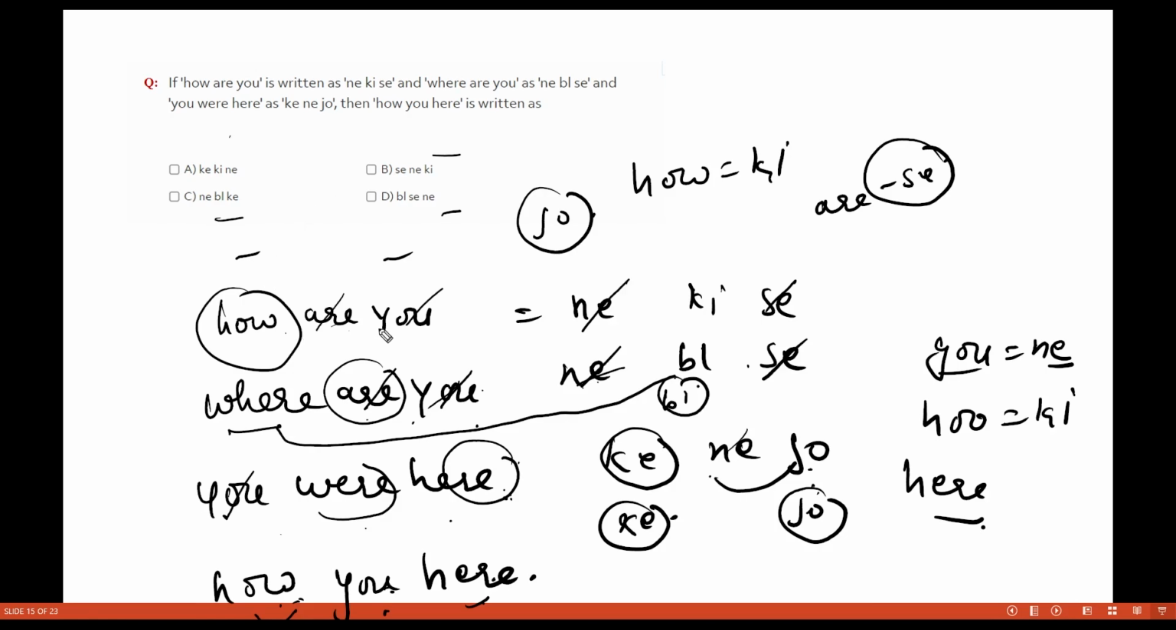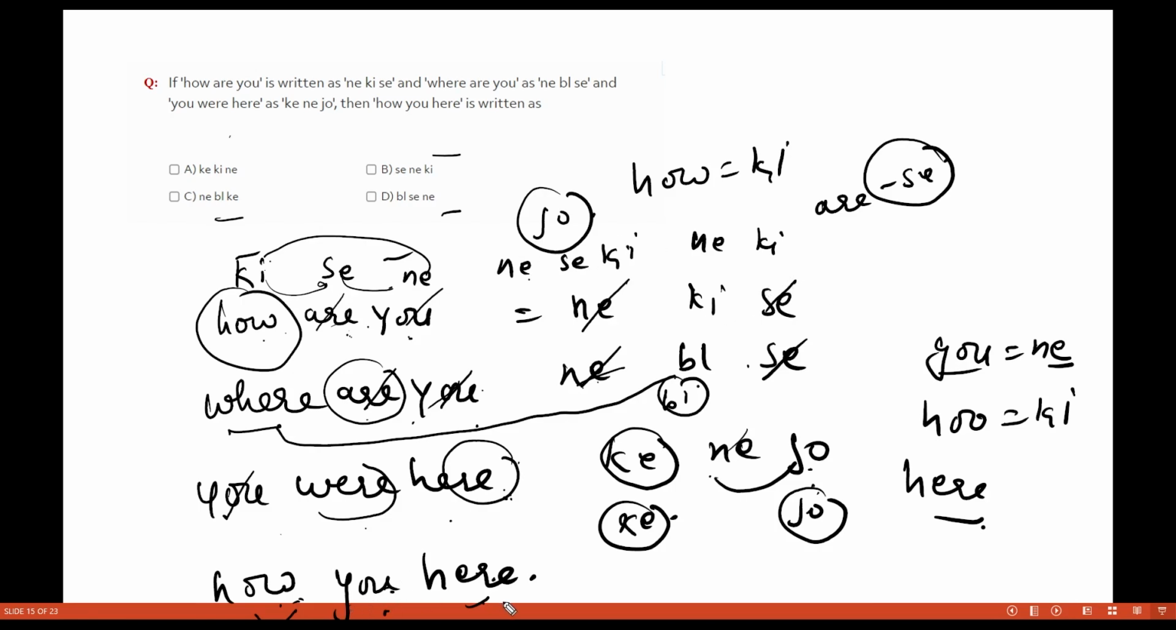Now see, "how are you". We know how is KI, R is SE, and U is NE. But it is written as NE KI SE. NE KI means this one you do first, this one you do second, and this one you bring in the last. This is the order: NE, KI, SE.